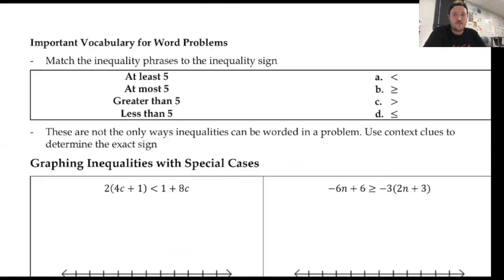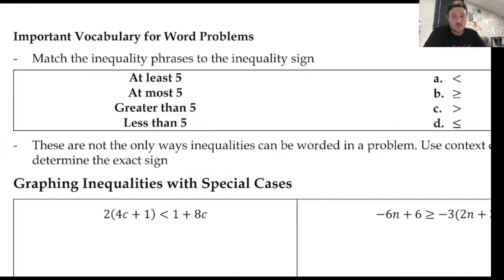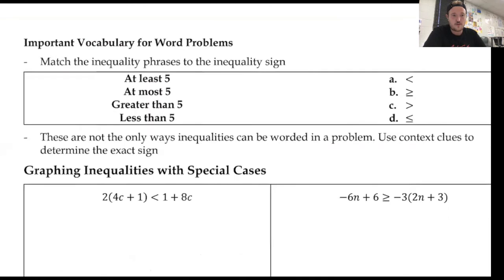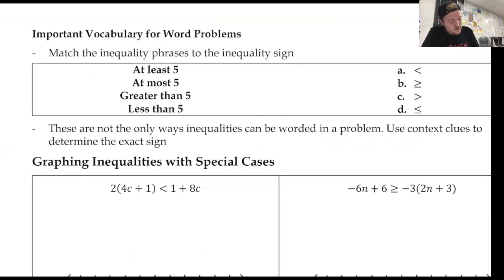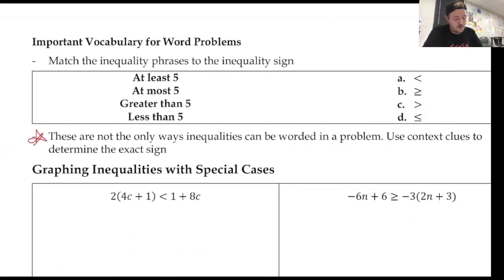Okay, so I will say whenever we get to word problems and applications, you have to utilize those context clues. So this is just a little matching thing. Just a little disclaimer here that these are not the only ways that inequalities can be worded in a problem. So you really have to use the context clues and really look at what the problem is asking. So these are just some examples.